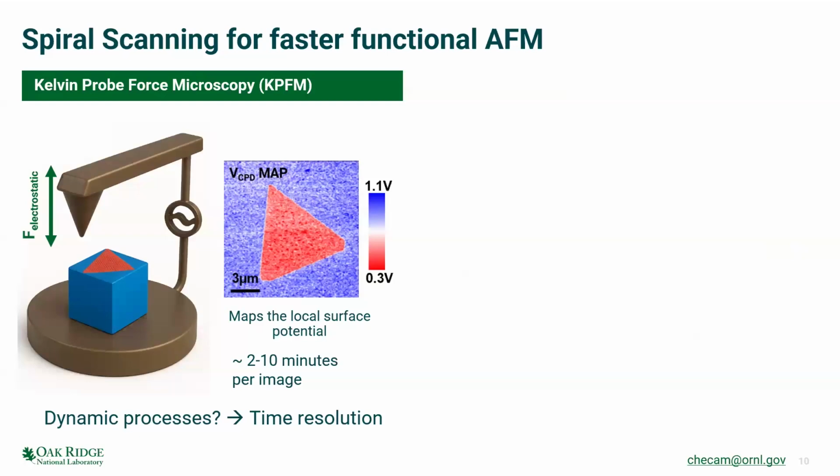So I guess most of you are familiar with KPFM. It's an AFM-based technique that applies an AC bias between the tip and the conductive sample. And by nullifying the capacitive forces that appear, you can map the contact potential difference between the tip and your sample, right? Then this is an example of a 2D material, a map of its CPD.